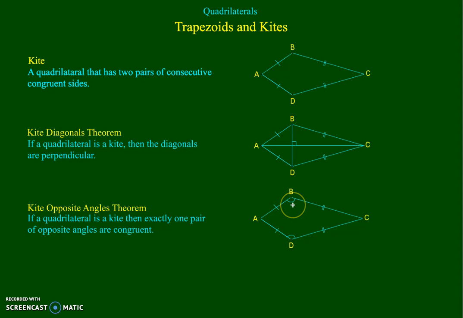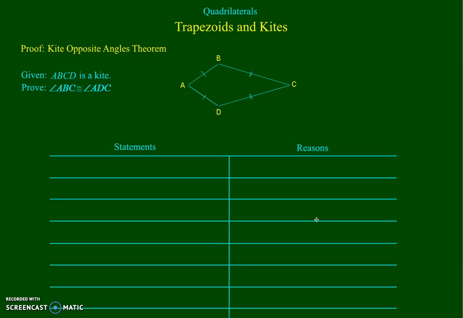So we're going to take a look at these two theorems, and we're going to generate some quick proofs of these. The first theorem we're going to work on is the kite opposite angles theorem, because it's the quickest and easiest theorem to prove. So our plan for the proof is going to be basically to create two triangles.